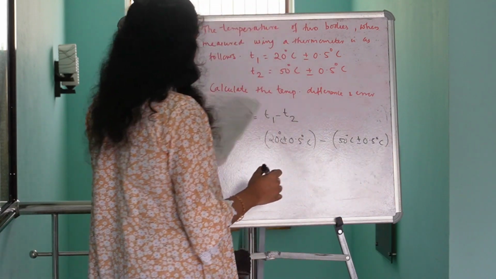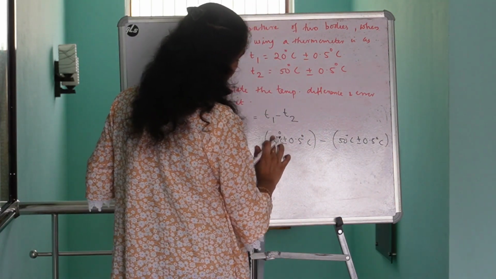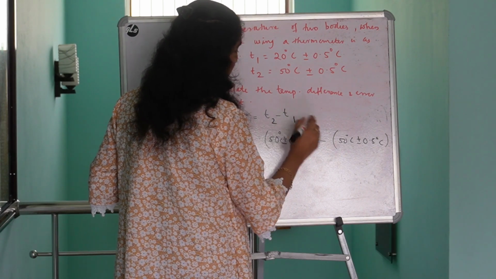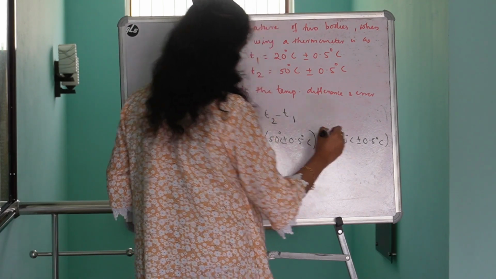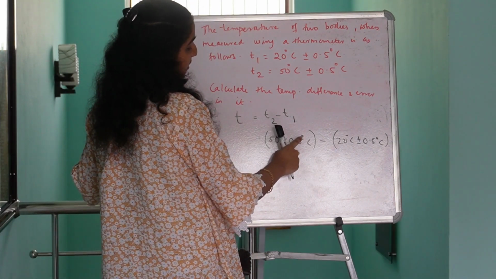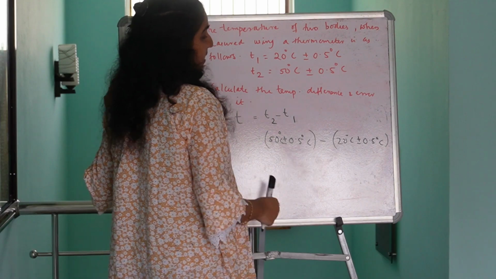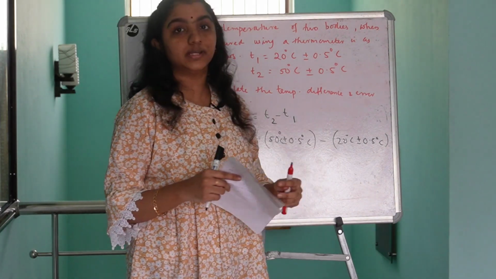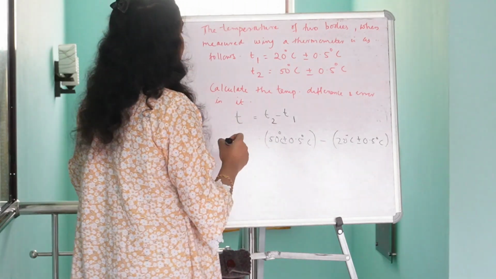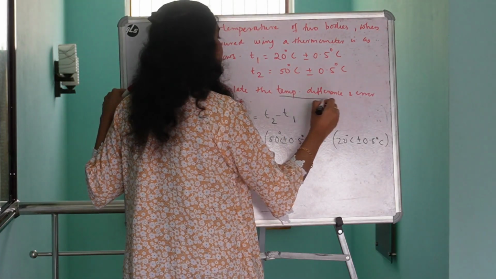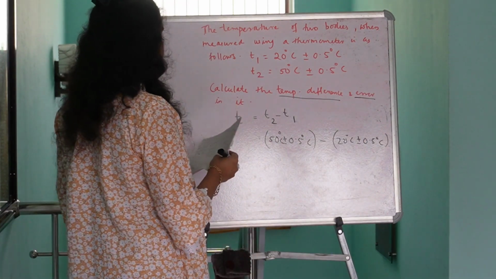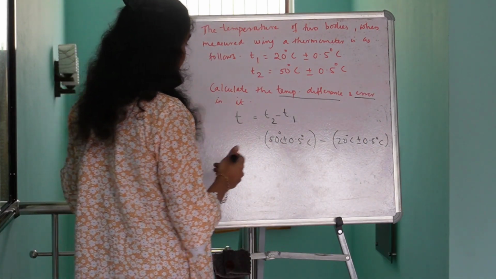Okay, let this be 50 because T2 is greater than T1. So let this be T2 minus T1. So 50 degrees Celsius plus or minus 0.5 degrees Celsius, minus 20 degrees Celsius plus or minus 0.5 degrees Celsius. Here we are asked to find the temperature difference and the error in it.